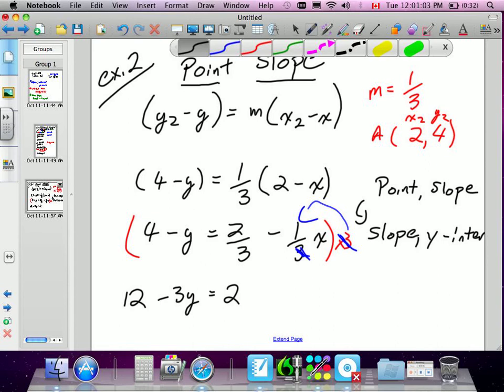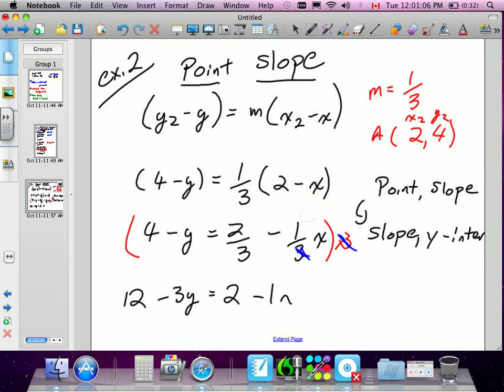Okay? So I've now gotten rid of all of my fractions. You might not have to do that every time. We just did it this time to simplify. Now I'm trying to get the slope y-intercept form. So what do I have to set this equal to? Y. Not 3y, just y. Our y-intercept form, remember, is y equals mx plus b. So I need to get y by itself.